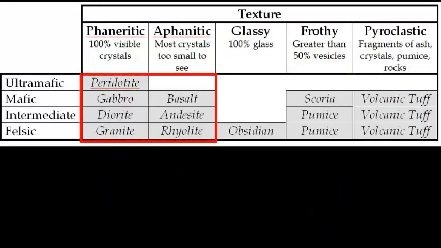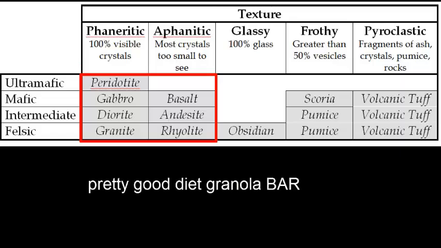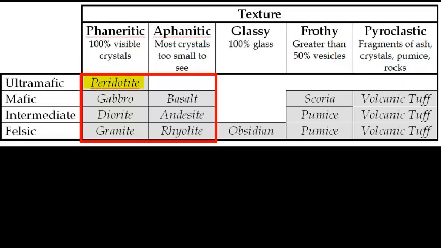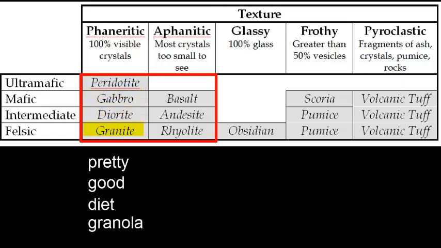A mnemonic that can help you remember the rest of these names, not the best mnemonic, but it'll do in a pinch, is Pretty Good Diet Granola Bar. Starting with the ultramafic phaneritic rock and working down, we have pretty, peridotite, good, gabbro, diet, diorite, granola, granite, bar, B-A-R, basalt, andesite, rhyolite.